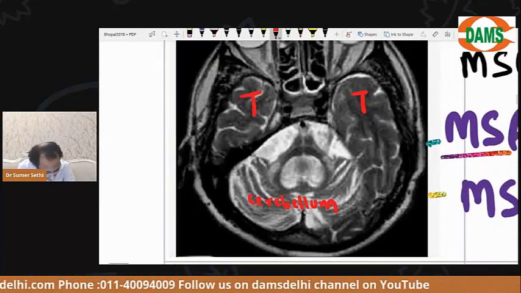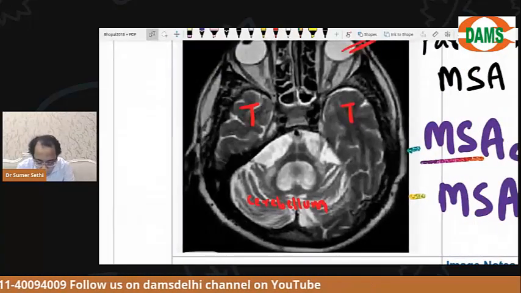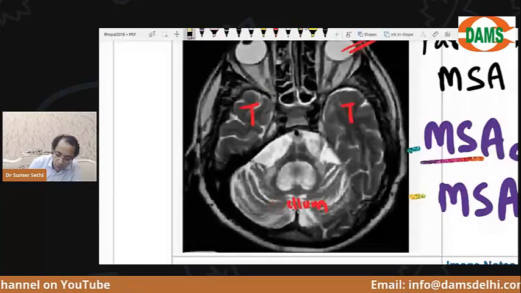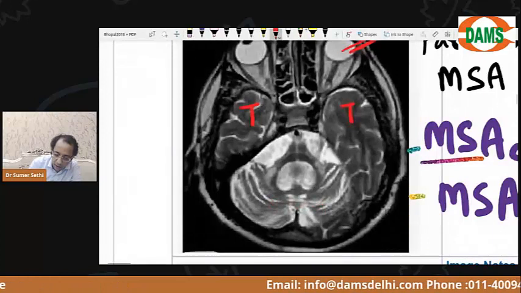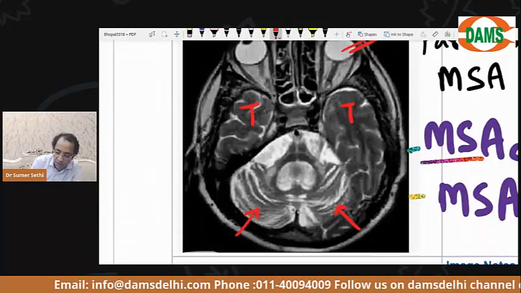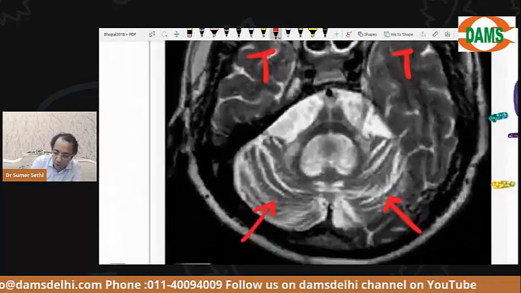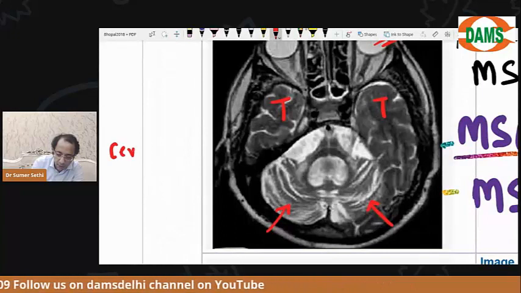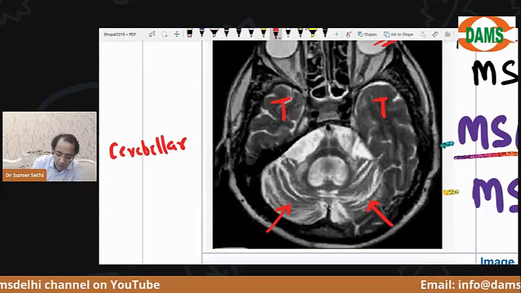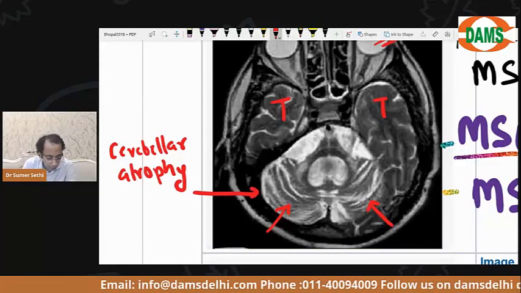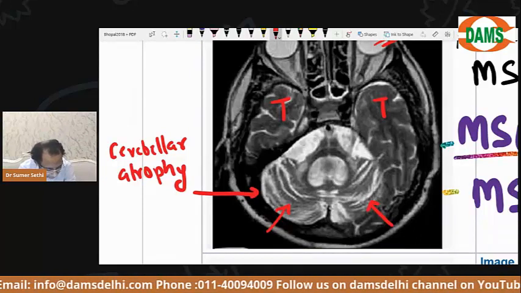I want you all to look at the cerebellum and tell me, are you able to see the folia very easily? Yes, these folia are prominent. Why? Folia are appearing prominent because the cerebellum is thinned out. There is cerebellar atrophy. Just like in the brain, if the sulcal spaces are prominent, that is cerebral atrophy. If the folia are prominent, that is cerebellar atrophy.